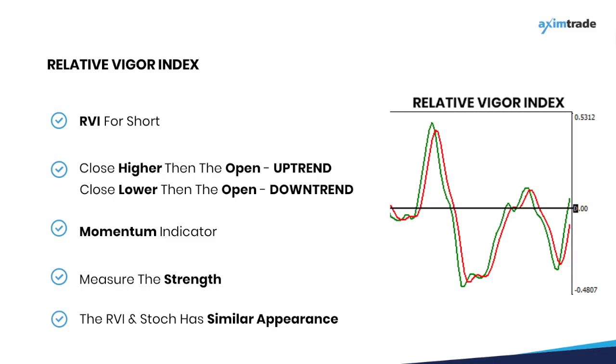The Relative Vigor Index indicator is similar to the stochastic oscillator in appearance, but the difference between the two is that the Relative Vigor Index indicator compares the close to the open, while the stochastic oscillator compares the closing price of an instrument to a range of its price over a certain period of time.